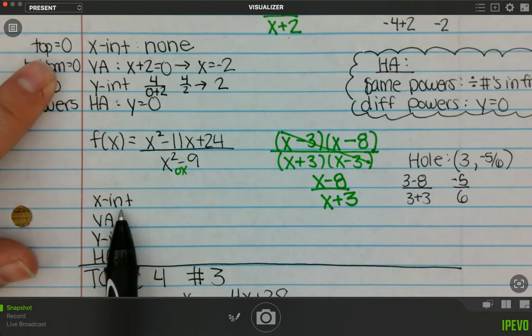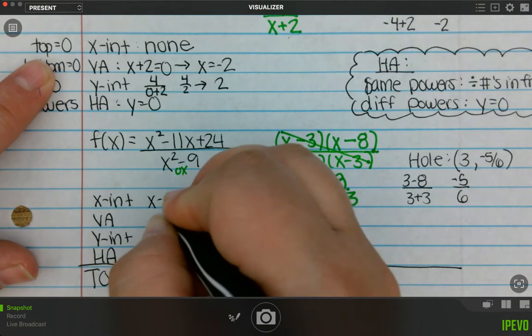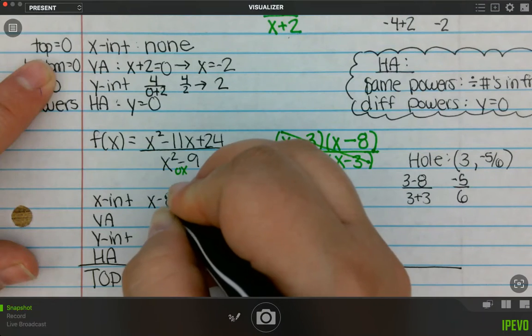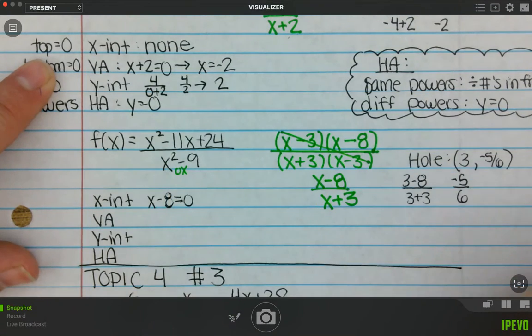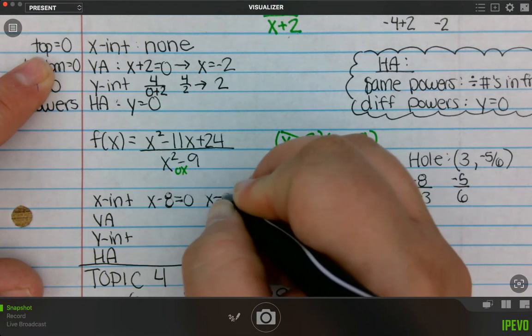For the x-intercept, the top part equals 0. So x minus 8 equals 0. If I were to solve this, I would add 8 to the other side. X equals 8.